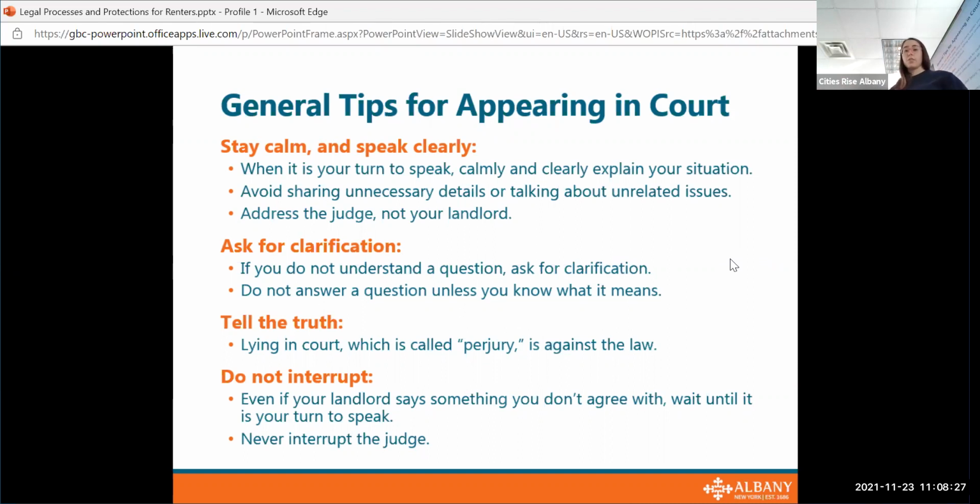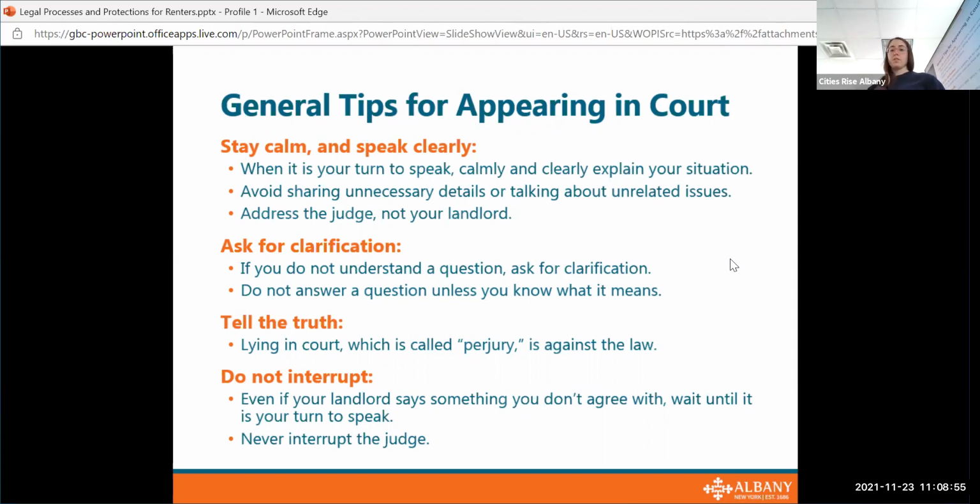The judge may ask you some questions while you're speaking, and if you don't know what a question means, it's really important that you ask for clarification and that you don't answer a question if you don't know what it means. The reason for that is that lying in court, also known as perjury, is against the law. So you'll just want to make sure that you don't accidentally answer a question incorrectly because you aren't sure what something means.